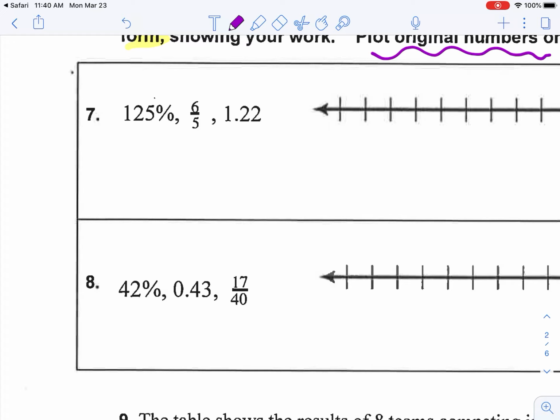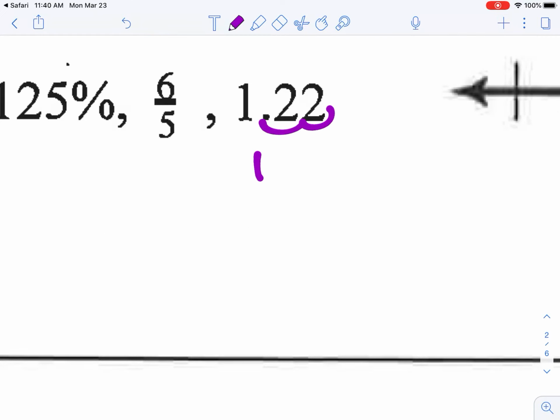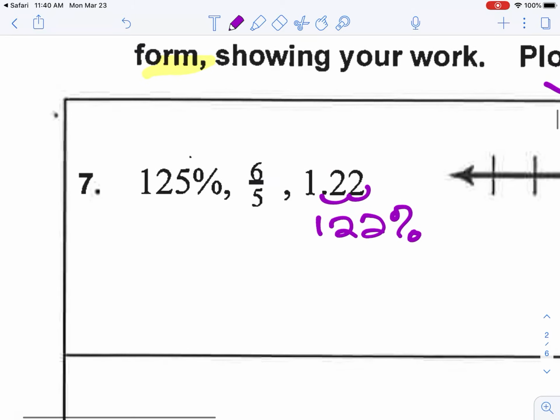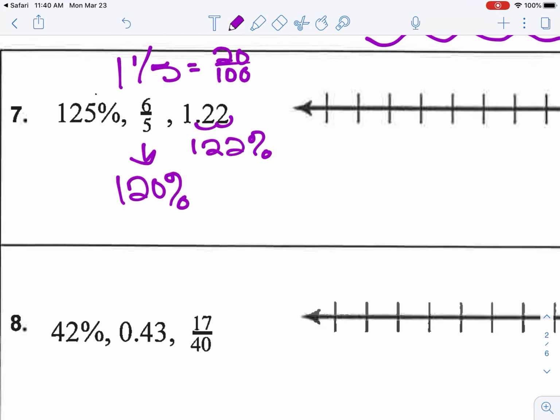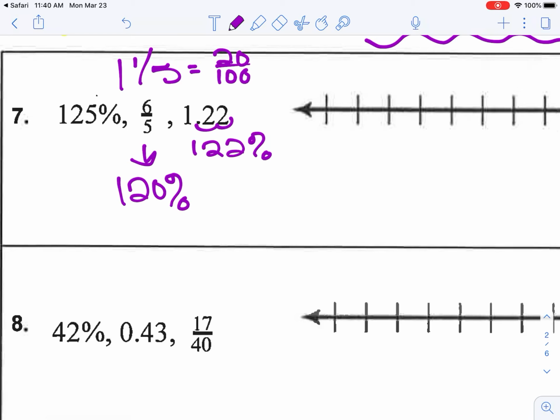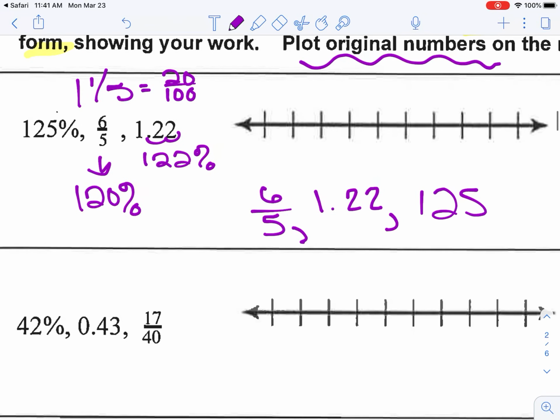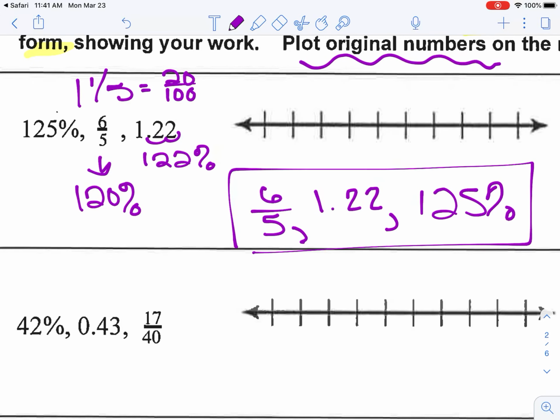So 125% is already done for us. 1.22, that one's easy. That's just 122%. 6/5 we know is 1 whole and 1/5. I know 1 whole is 100%. I know 1/5 times 20 is 20%. So this would be 120%. And then when I'm listing them from least to greatest, 6/5 would come first as 120%, and then 1 and 22 hundredths, and then finally 125%. That would be least to greatest.